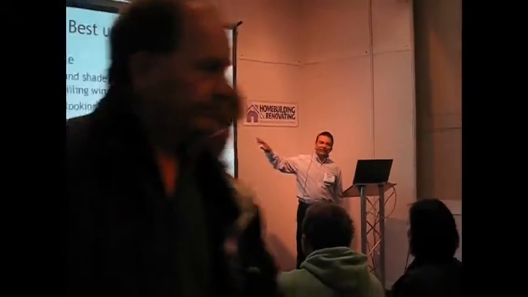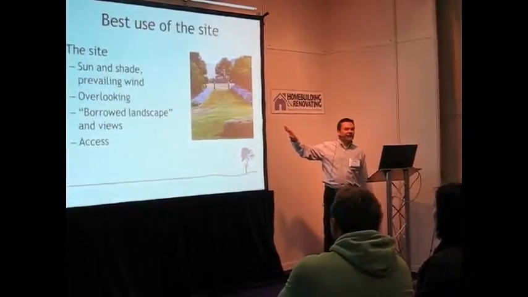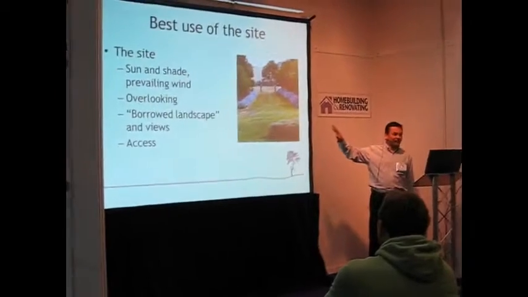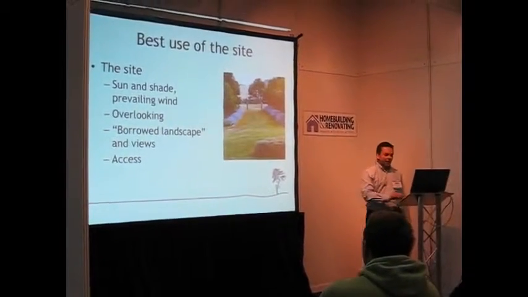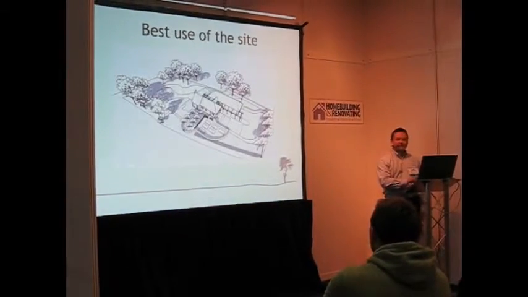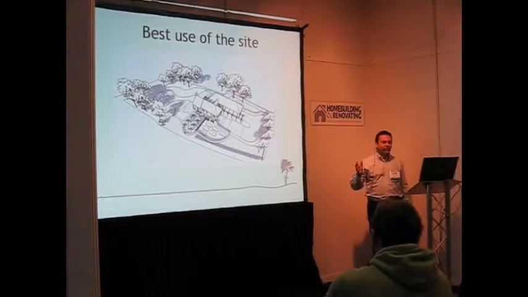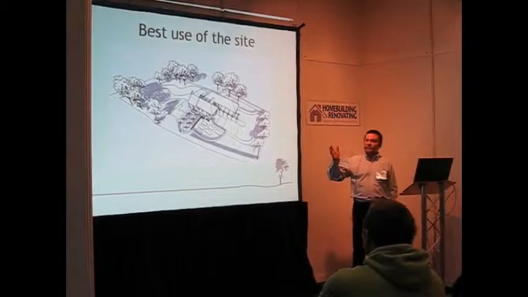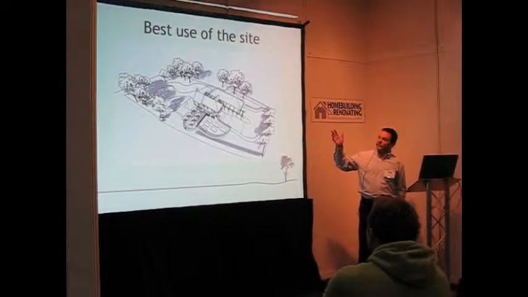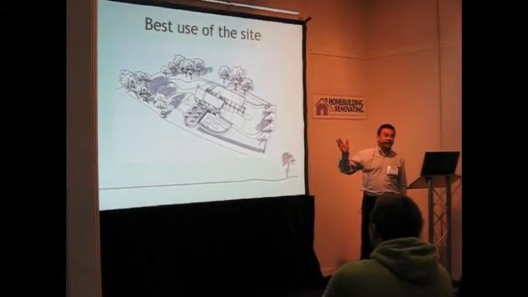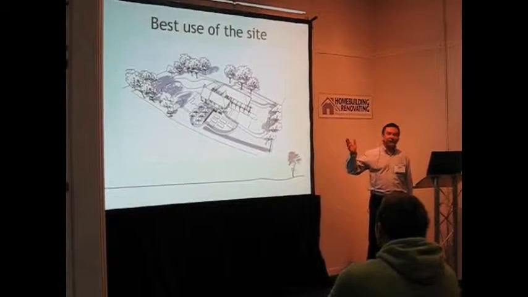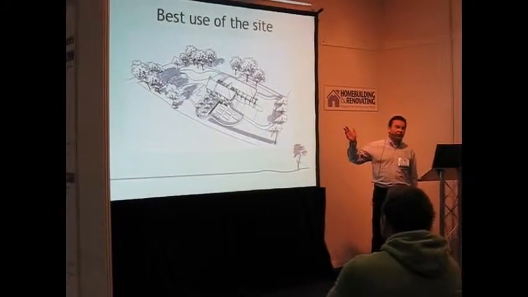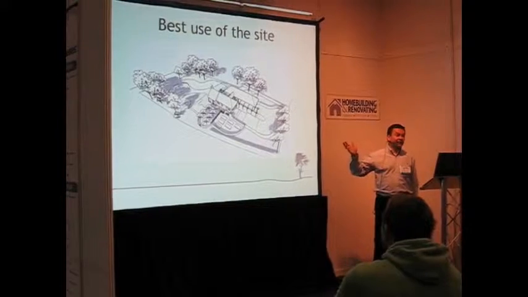This picture on the right here shows an example of borrowed landscape where we create the illusion that the field beyond is actually part of the garden property. And we also look at things like access. Just by way of an example, this is the sort of analysis we'd do to look at shadows. So we'd actually model the site in 3 dimensions with the trees and orient it accurately, and then we can see where the shadows fall through the day and at different times of the year.